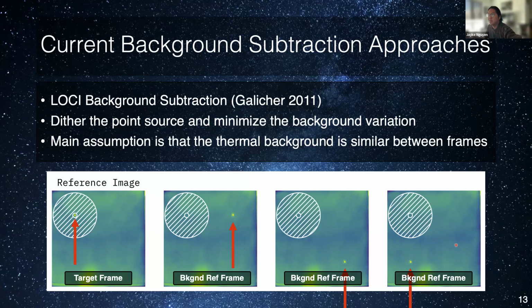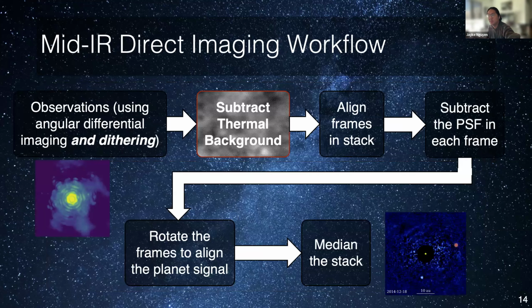And so when you add this background subtraction, how this adds into your workflow: you have your observations using angular differential imaging, and then you add this dithering element to it as well. And then you subtract your thermal background before doing anything else. Then you align your frames in the stack and you go through and again, you get your planet signal out at the very end.